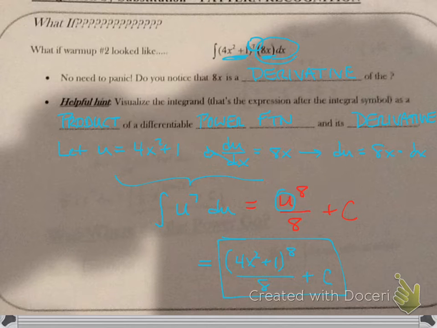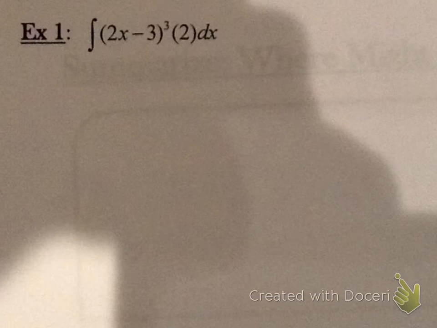Okay, let me do example 1 with you as well. Same idea. If I can identify 2x minus 3 as some quantity, let's call it u, it just so happens that the derivative of u with respect to x is 2, which I also see in there. But to create the substitution I need to write du equals 2 dx, basically multiplying that dx to the other side.